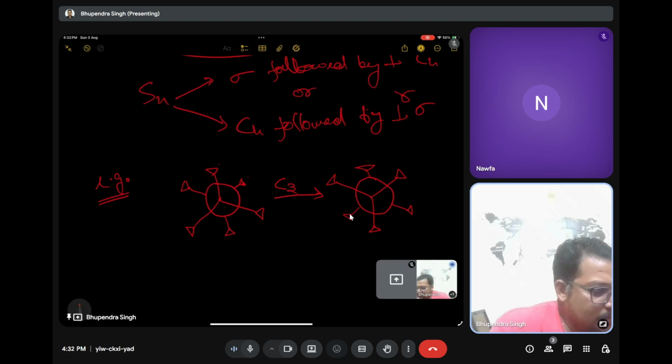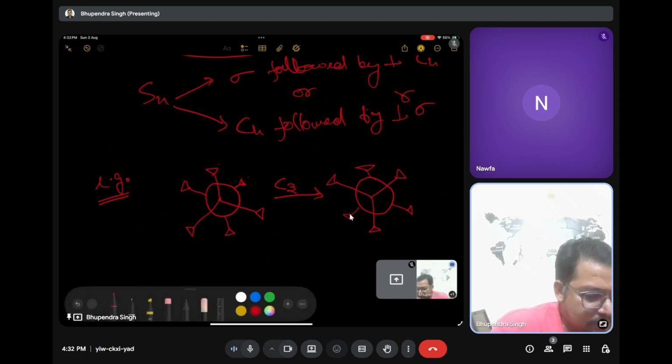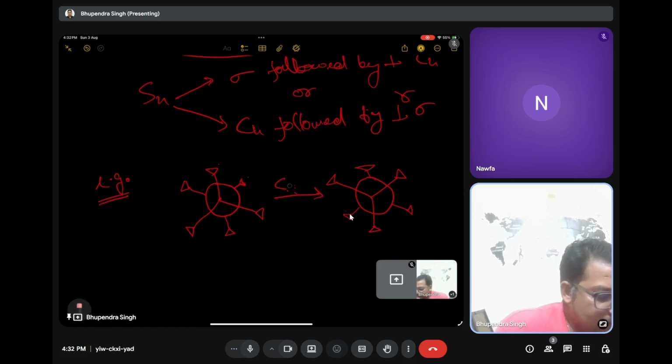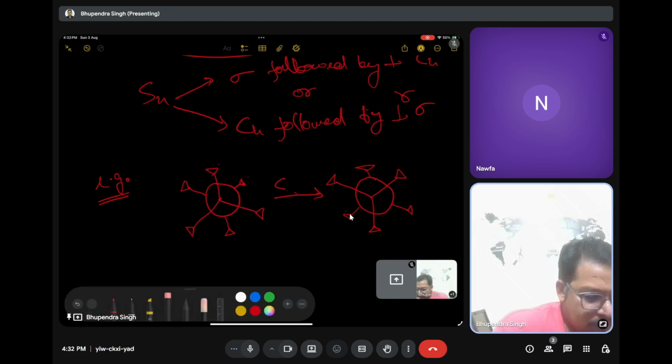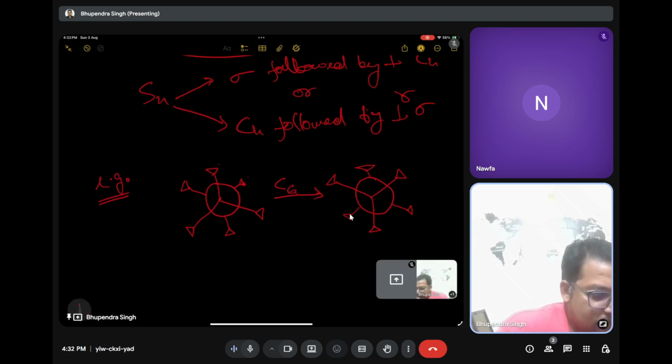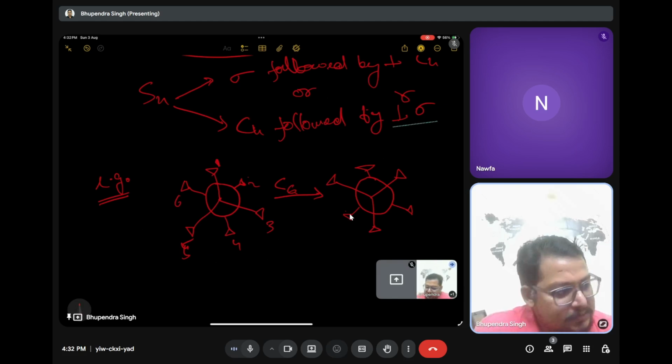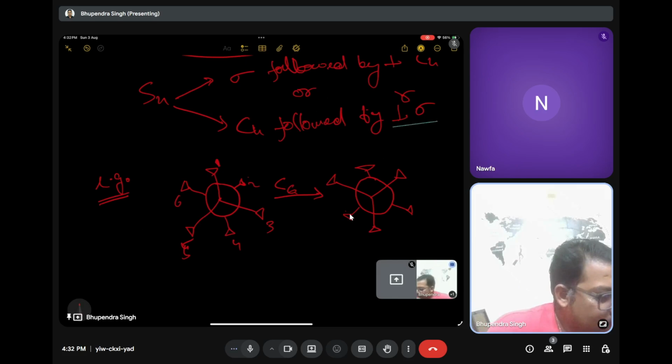Not C3. I have rotated this with C6, I guess. Yes, C6. This is C6 because this is 1, 2, 3, 4, 5, 6. So after applying this axis of symmetry C3, this 1 is going here, 2, 3, 4, 5 and 6.